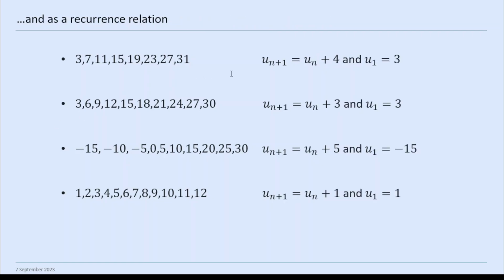We can also write these as recurrence relations. So if we write them as recurrence relations, we can say un+1 equals un plus 4. So we take the previous term and we add 4, and then to do this we have to specify u1, the first term, and in this case it's 3. So here un+1 equals un plus 3, u1 equals 3. Here un+1 equals un plus 5, u1 equals minus 15. And here un+1 equals un plus 1, and u1 is 1.